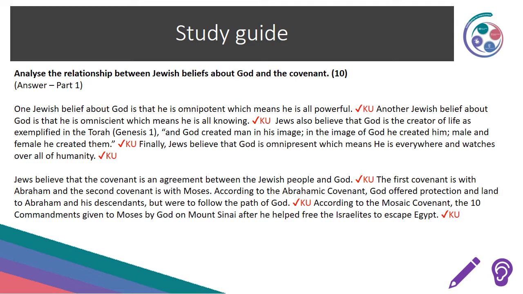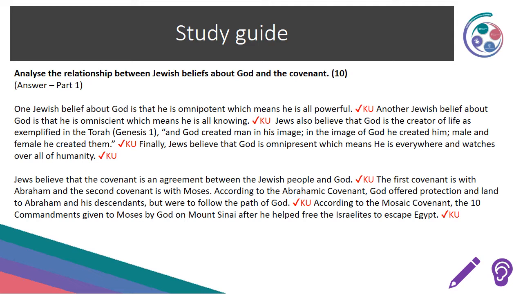Jews also believe that God is the creator of life, as exemplified in the Torah, Genesis 1. There's a quote there too, and because it's a relevant quote, you get a KU mark. Finally, Jews believe that God is omnipresent, which means he is everywhere and watches over humanity. Again, another KU mark. Remember as well here, you can't just say, for example, finally Jews believe that God is omnipresent. You have to explain what that means as well to get the KU mark. So you have to give the detail.